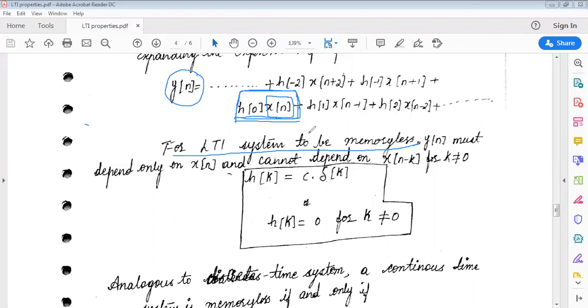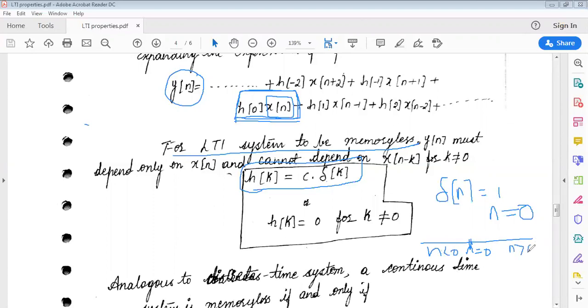So what can be that? The only option is your impulse response should be an impulse function, because you already know that the impulse function is defined only at n is equal to 0. It is equal to 1 only at n is equal to 0, and it is 0 otherwise. If you take the time axis, it is defined only at n is equal to 0. It is not defined when n is less than 0, nor when n is greater than 0.